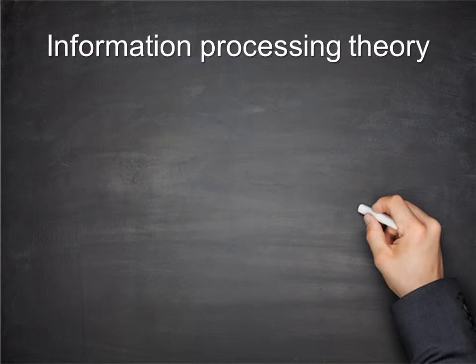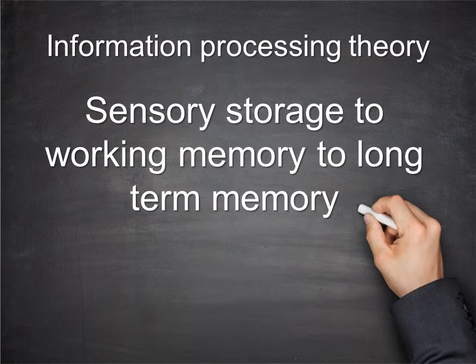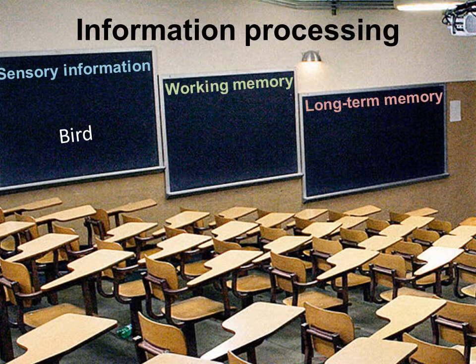Information processing theory is a theory of learning that says that the information from the world around us moves from sensory storage to the working memory to long-term memory. For example, if we are reading a book, as we move our eyes across a page, we remember what we just read a second ago.